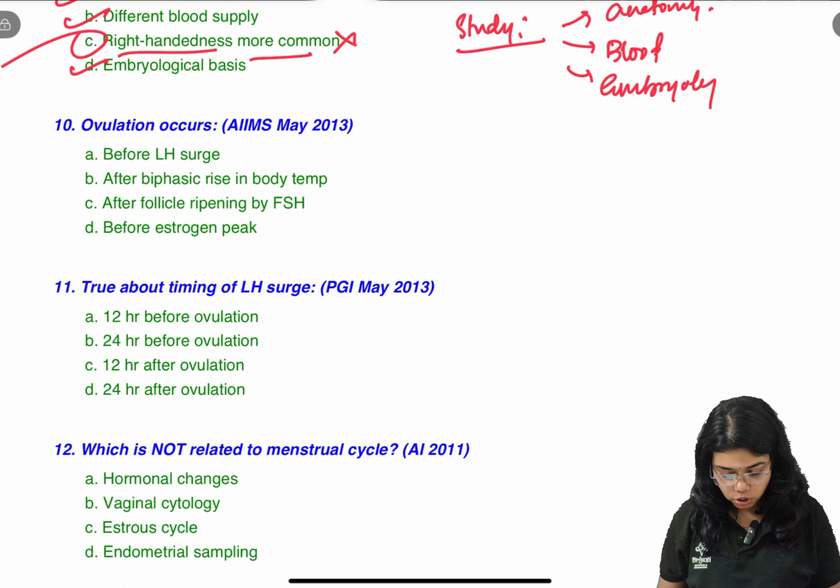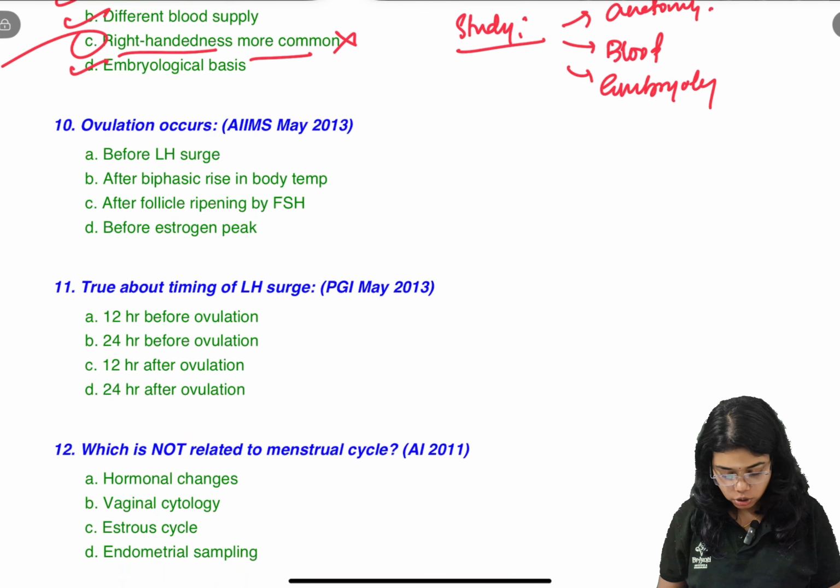Then, ovulation occurs. Does ovulation occur before the LH surge? No. After the LH surge, ovulation occurs. After a biphasic rise in body temperature? No. After follicle ripening by FSH? Yes. And before the estrogen peak? No, after the estrogen peak and after the LH surge. So this is not the answer.